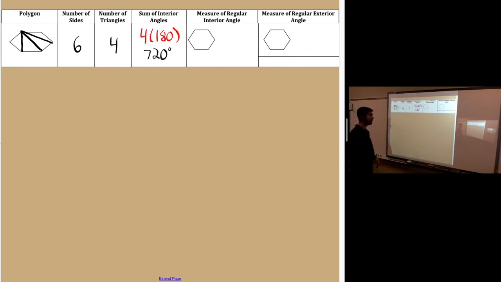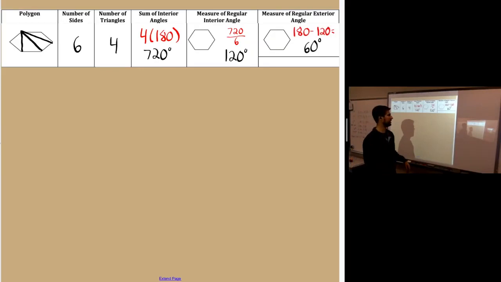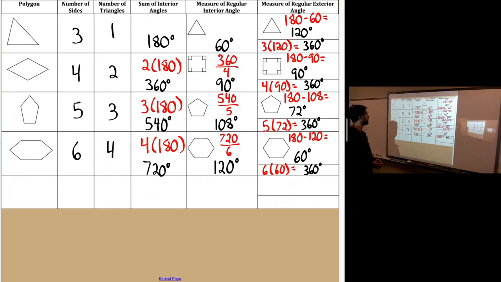Measure of a regular interior angle, take that 720, divide by the number of angles, which is going to be 6. 720 divided by 6 is 120. The measure of the regular exterior angle is 180 minus my 120, giving me 60. And each one is 60, and I have 6 of them, so 6 times 60 is 360. So hopefully we're seeing a pattern here, and your chart should look very similar to this one right here.